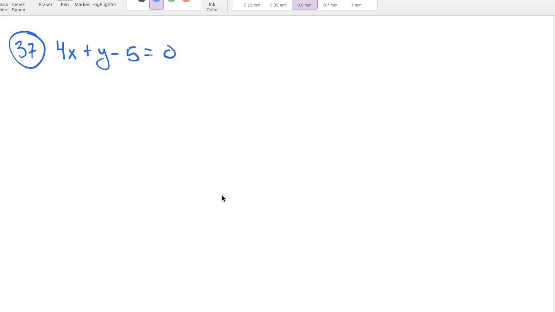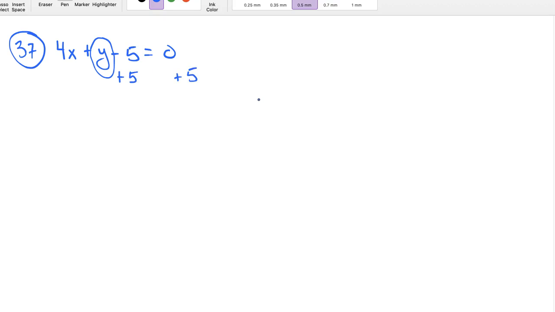Okay, so the next one, everything's over on the left side. So we still need to get the y by itself. If we moved it to the other side, it would end up being negative, and then we'd have to deal with negatives, which a lot of people aren't really great at. So we're just going to work on subtracting everything to get it over to the other side, or adding. So we're going to add the 5 to both sides.